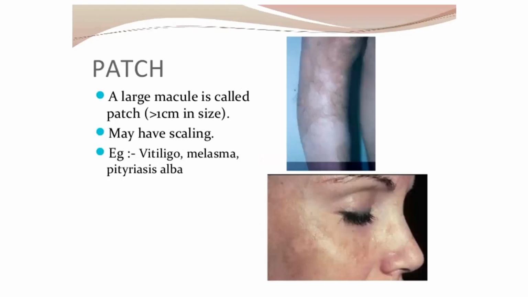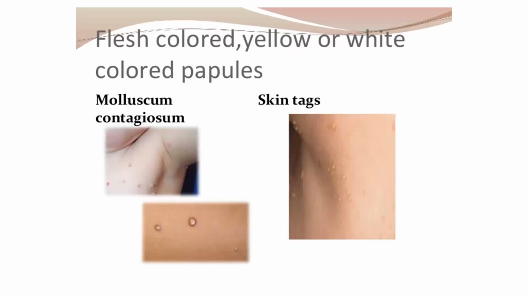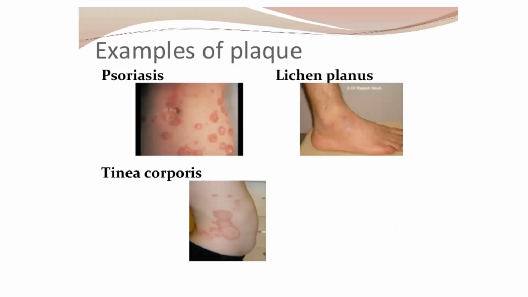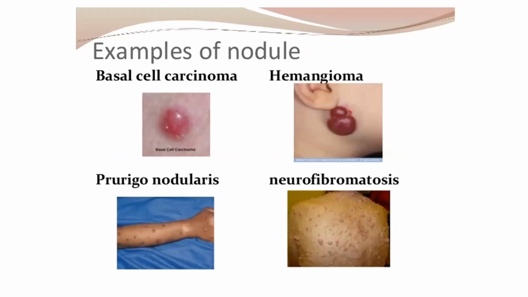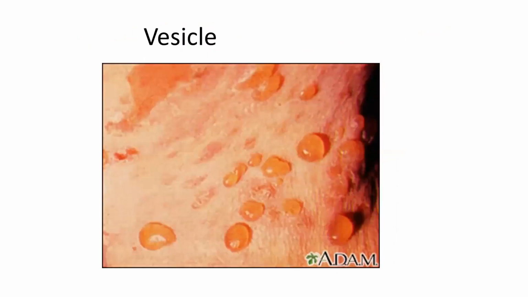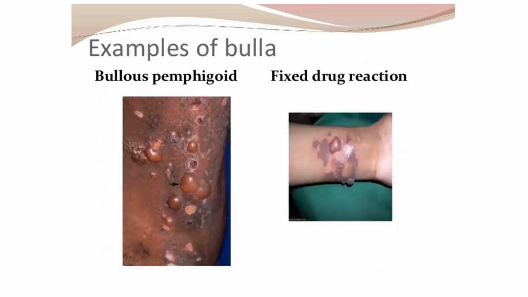Patch, enlarged macule, for example, vitiligo, melasma. Then papules like flesh-colored, yellow or white, molluscum, skin tags. Plaque, enlarged papule like psoriasis, lichen planus, and tinea corporis. Examples of nodules. Nodules are basically spherical with underlying lesions within the skin as well. Basal cell carcinoma. Vesicles are very small fluid-filled lesions.